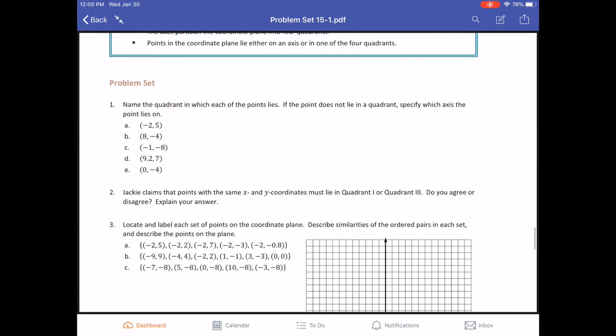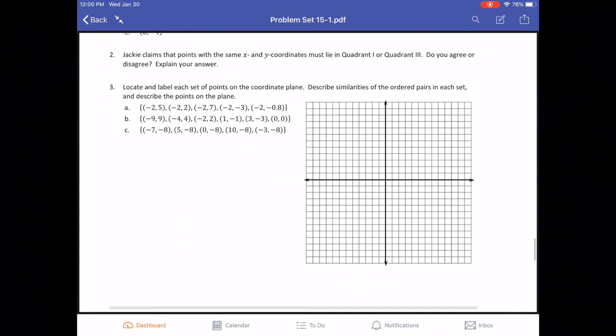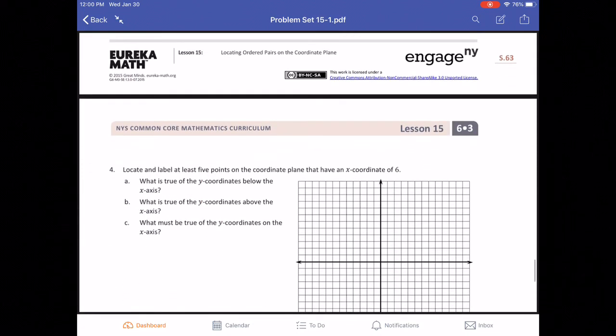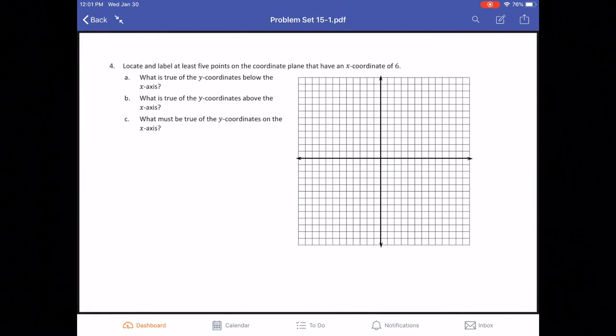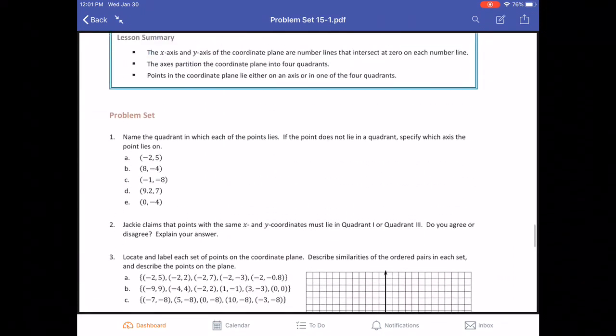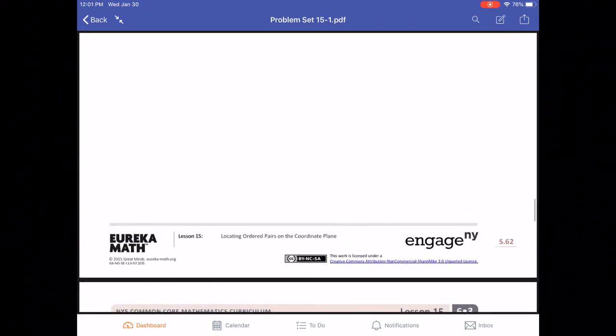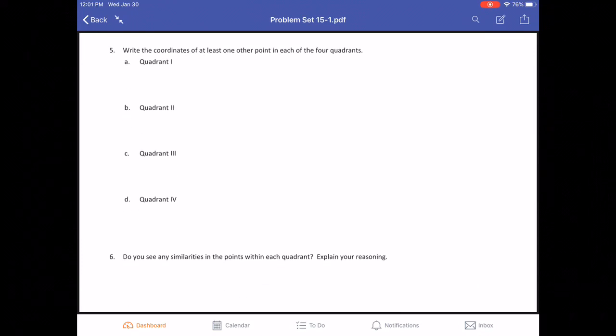Alright, and then the problem set should be pretty self-explanatory. If you do not get any of the questions, just skip it, or ask your partner, or ask somebody else in the class, ask the substitute if need be. But if you're really confused, just come in the morning and see me. Otherwise, we'll start with any questions that you have when I get back about lesson 15.